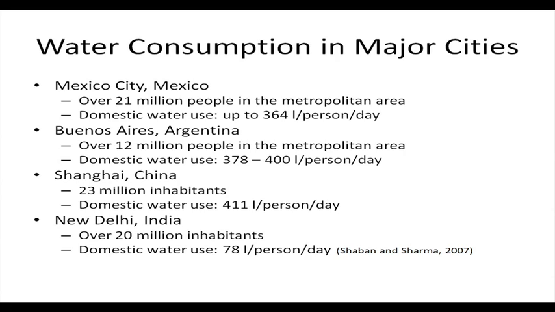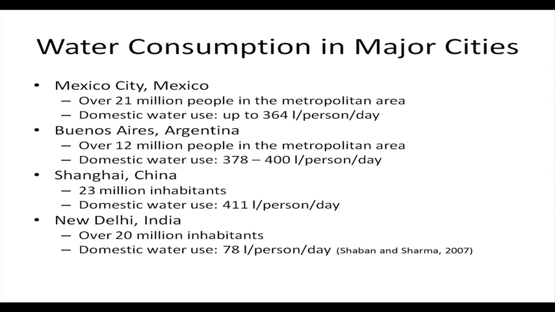Some examples: Mexico City, over 21 million people in the metropolitan area. So a lot of people over there. Domestic water use is up to 364 liters per person per day, a very high usage as well. Buenos Aires, Argentina, 12 million people in the metropolitan area, and they also use around 375 to 400 liters per person per day. Shanghai, very high usage, 410, 411 liters per person per day, 23 million people.